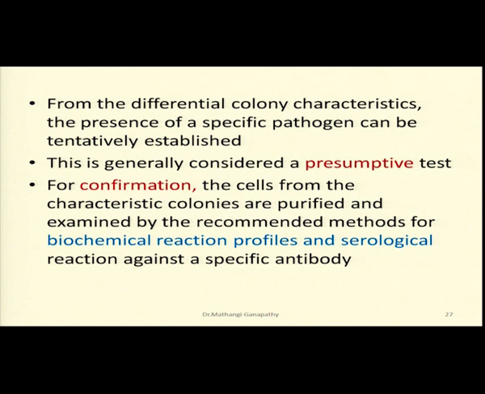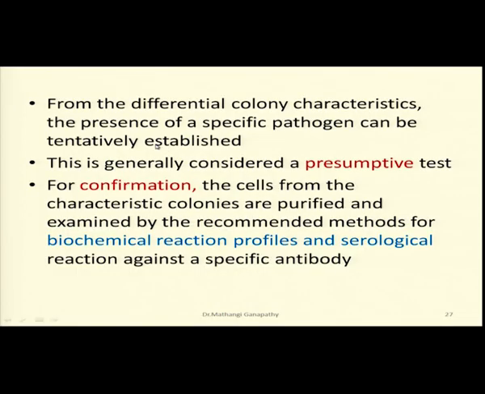So, we are saying that because the colony grew up in a selective and differential medium where only these genera or this particular one can grow, tentatively the food sample contains this particular pathogen. But a tentative identification is not enough, you now need to confirm this. So, this tentative identification, we call it a presumptive test, and this presumptive test has to be confirmed.